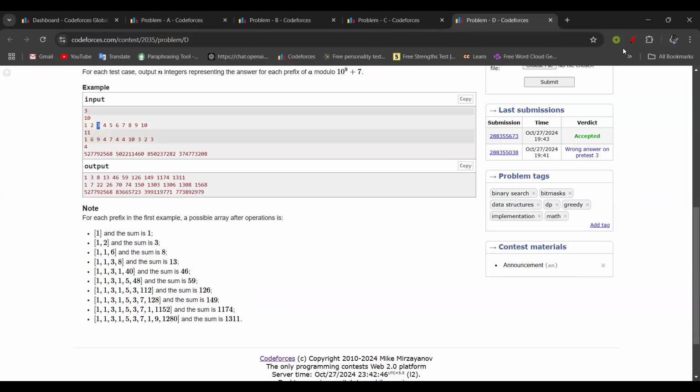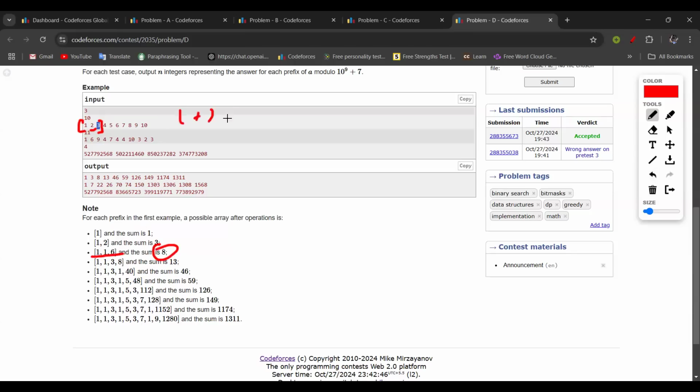For this third prefix, what we did is we divided this 2 by 2, it became 1, and multiplied this 3 by 2, it became 6. So it became 1, 1, 6, whose sum was 8. Before doing the operation, we had 1 plus 2 plus 3, sum was 6. By doing this operation, we reached the sum 8. So 8 is the maximum you can get in this case.